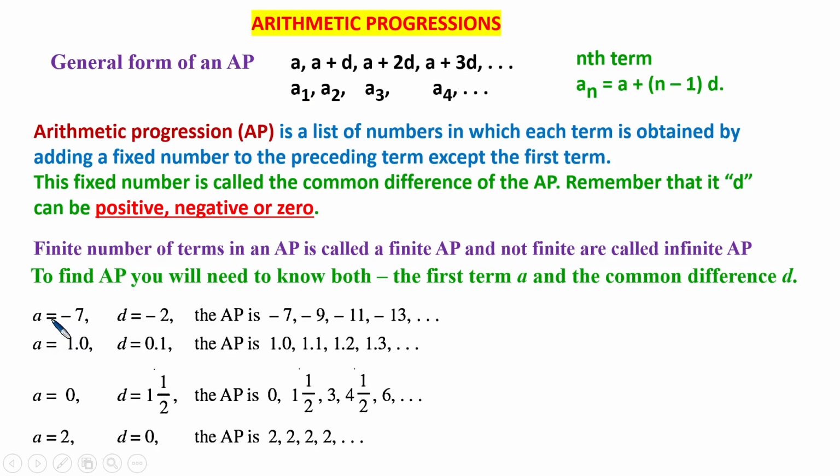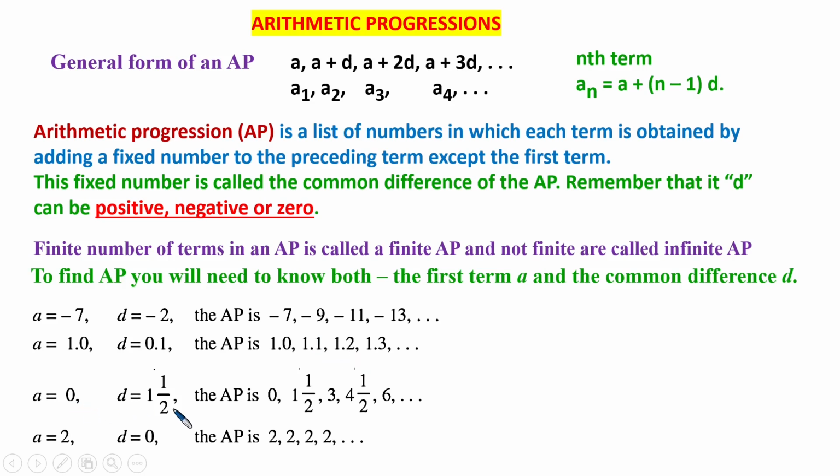So here, for example, if the first term a is minus 7 and d is minus 2, then minus 7 minus 2 is minus 9, then minus 9 minus 2 is minus 11. So this is arithmetic progression starting with minus 7 and with a difference of minus 2 added to each term. If a is 1 and d is 0.1, then AP is 1.0, this is the first term, then 1.1, 1.2, this difference will keep on adding. The difference between this element and the preceding element will be 0.1. So this term minus this term is 0.1.